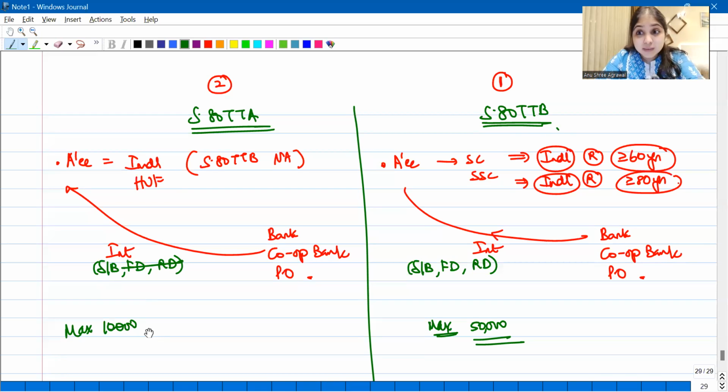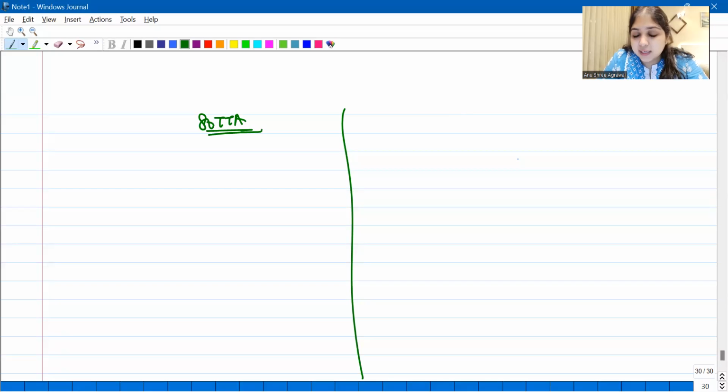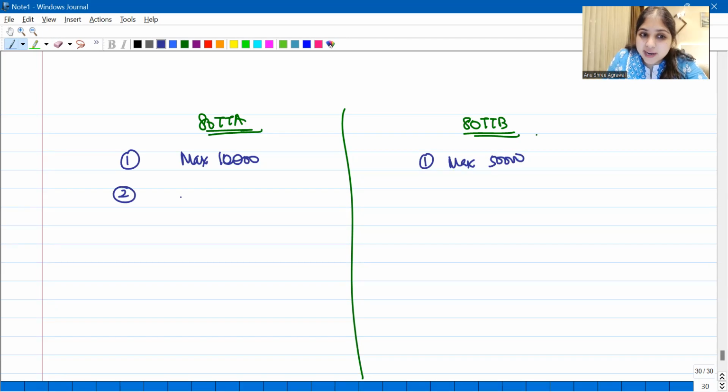Now, to get even more clarity on 80TTA and 80TTB, can you please help me differentiate between 80TTA and 80TTB? If you're able to differentiate properly, that's all. Point number 1, maximum how much? Maximum in 80TTA, 10,000. 80TTB maximum how much? 80TTB maximum 50,000.